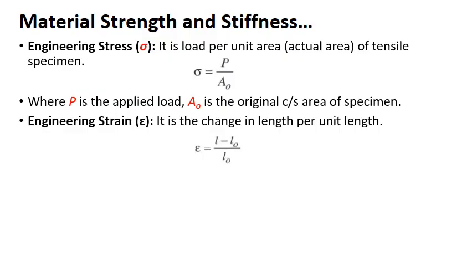L0 is the gauge length. So you must understand clearly the concept of gauge length. In the figure it was mentioned as L0, at the central portion of the specimen. Why do we mark the gauge length? What is the purpose of it?